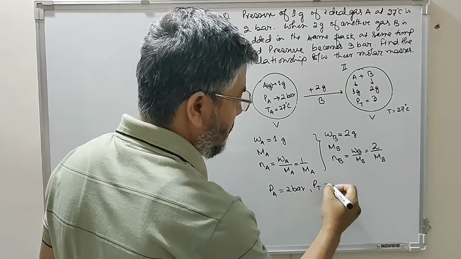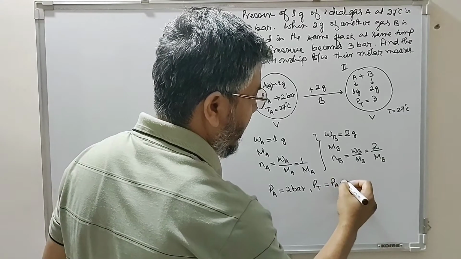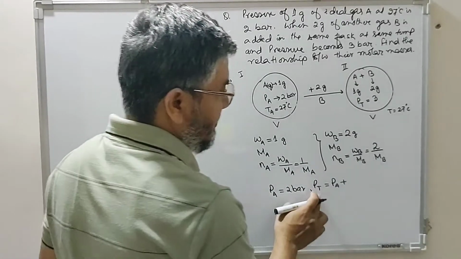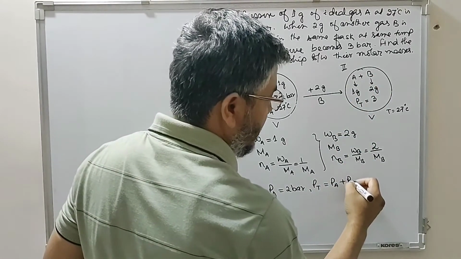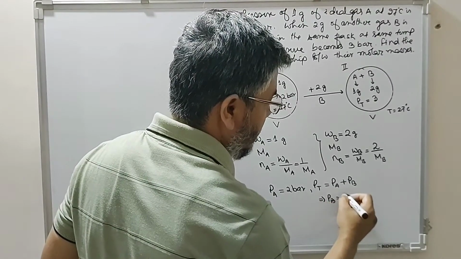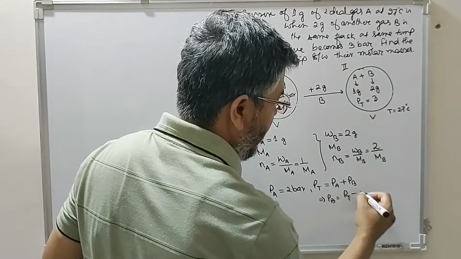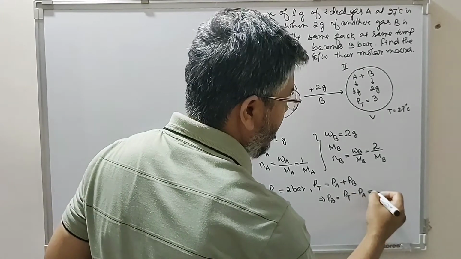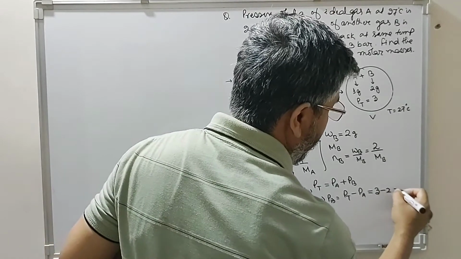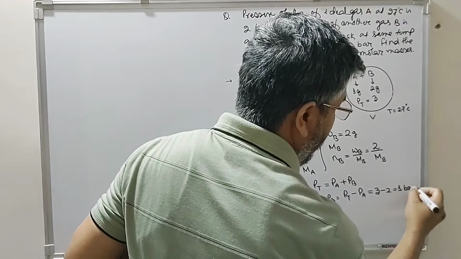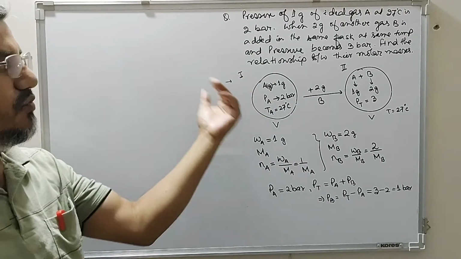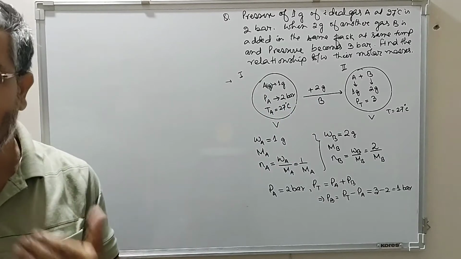Total pressure is equal to partial pressure of A plus partial pressure of B, because this contains A and B, so according to Dalton's law, total pressure is partial pressure of A plus partial pressure of B. So partial pressure of B is equal to total pressure minus partial pressure of A. Total pressure is 3, partial pressure of A is 2, so this is equal to 1 bar. Now the question clearly says both gas A and B are ideal gases.